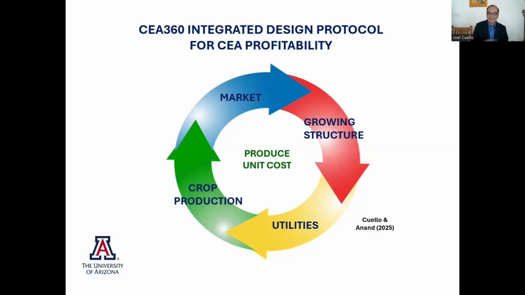And one hopes, just in one loop, that one is able to deliver an optimal produce unit cost for the market, and also a produce unit cost that is optimal for the company or the enterprise to make a profit. Now, in one loop, perhaps that's not attainable. And so in the design process, one goes through the loop over and over again, making the necessary adjustments or changes in the growing structure, in the utilities, in the crop production, so that ultimately one arrives at a produce unit cost that is optimal to the market and is also optimal to the enterprise in terms of profitability.